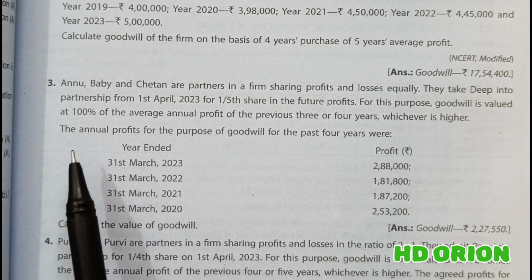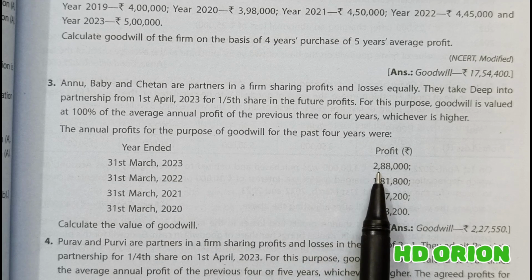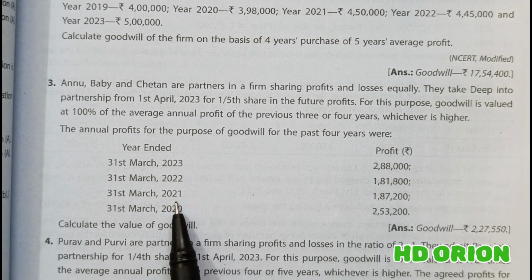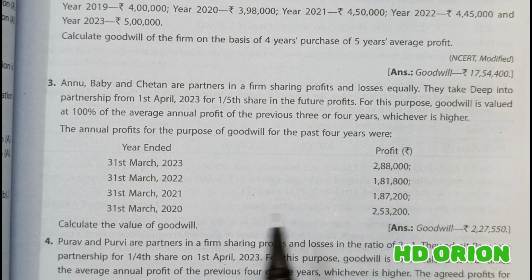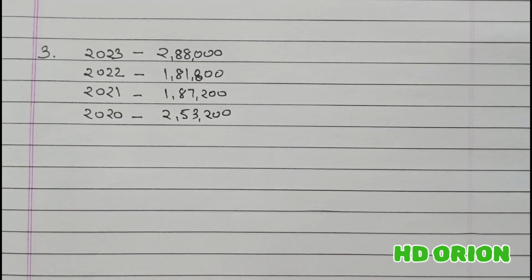Now here 4 years profit are given to us. The annual profits for the purpose of goodwill for the past 4 years were 2023 rupees 2,88,000, 2022 rupees 1,81,800, 2021 rupees 1,87,200, 2020 rupees 2,53,200. Calculate the value of goodwill. So by simple average profit method, we will calculate goodwill. So solution 3 we will see. 4 years profit is given to us, grand total of which is rupees 9,10,200.